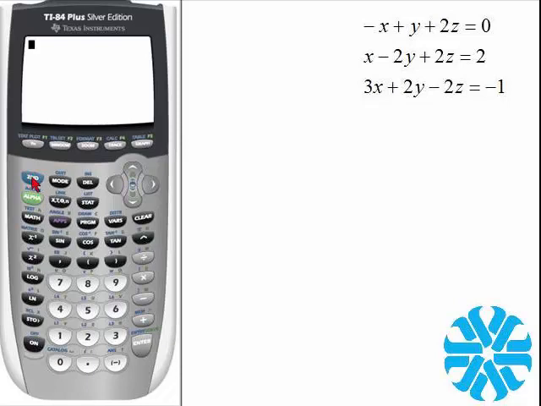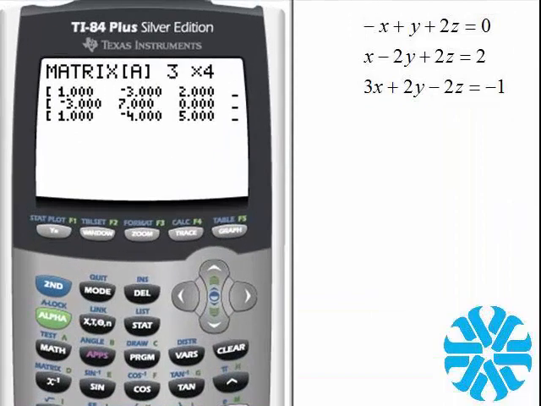So remember, we need to go to second function, matrix, and then we already have matrix A set up as a 3 by 4. Remember, that means 3 rows by 4 columns. And we want to edit that, so we will move over to Edit and select Enter. Okay, let's input the following values.